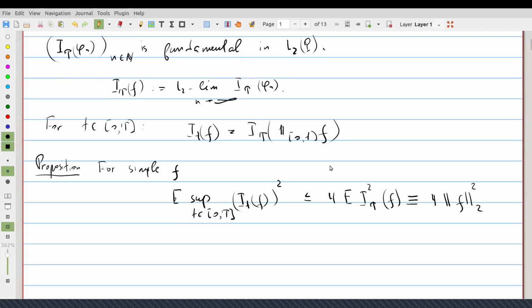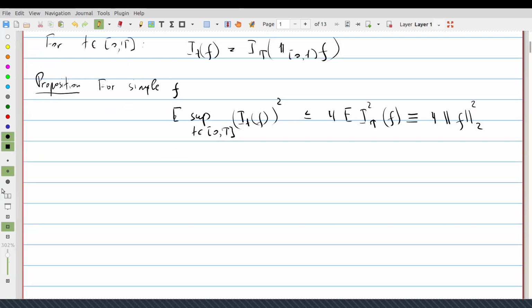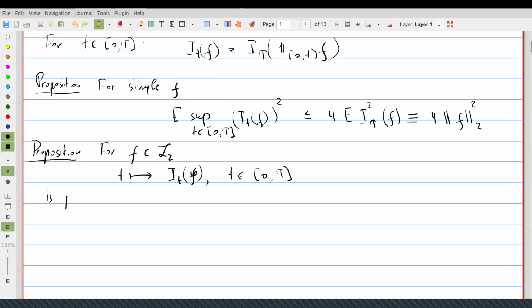So now we can finish the construction of our Itô integral. For any f belonging to our L2, this mapping on any interval is progressive and continuous almost surely.